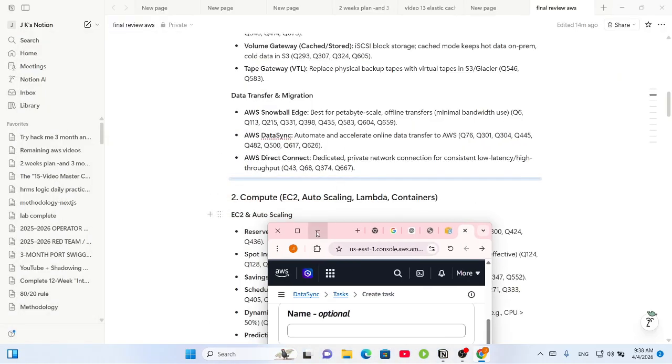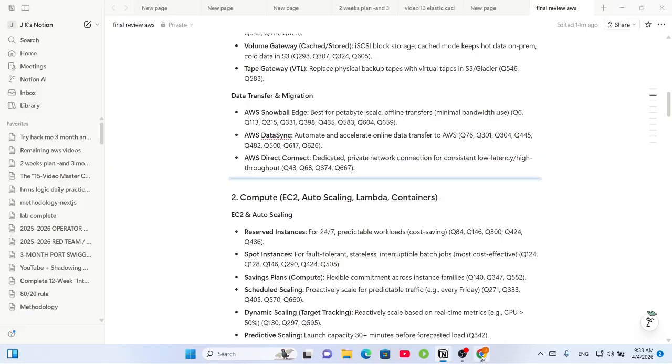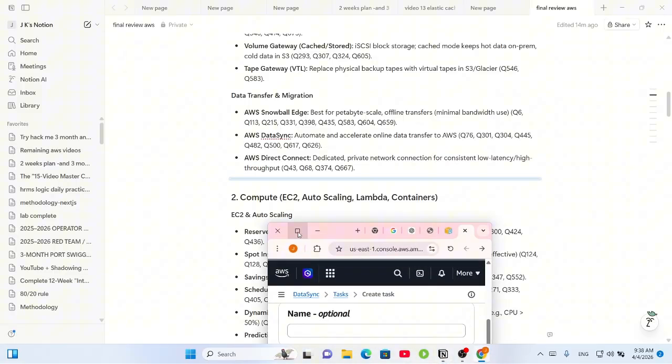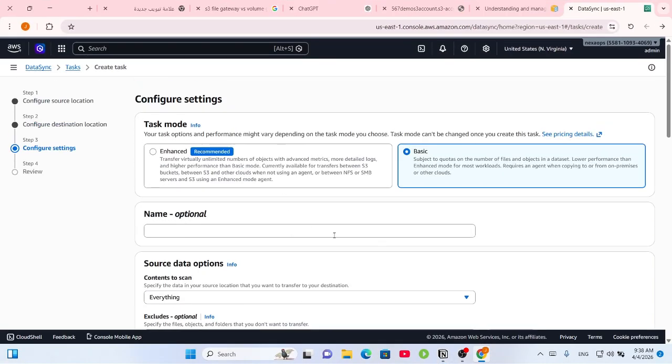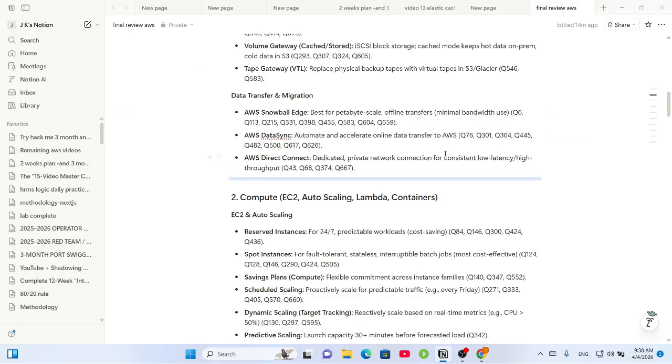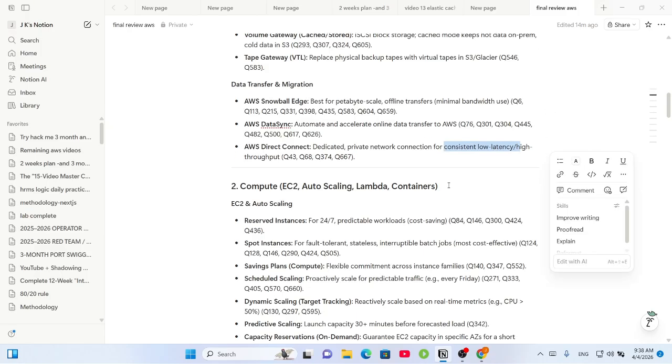Okay, Direct Connect, we've seen about Direct Connect, and yeah, we know about it. It's just a private connection to speed up, direct, consistent, low latency, high throughput.